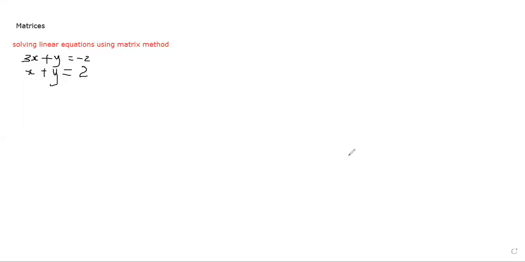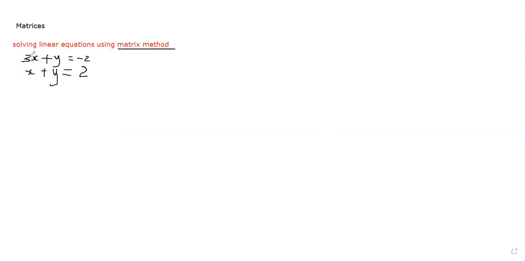So good morning. Matrices. We can solve linear equations using matrices. In Form 1 and Form 2, we looked at how we can solve linear equations using the substitution method, the elimination method, and also graphical methods. Now, in Form 3, we use the matrix method. How do we go about it?